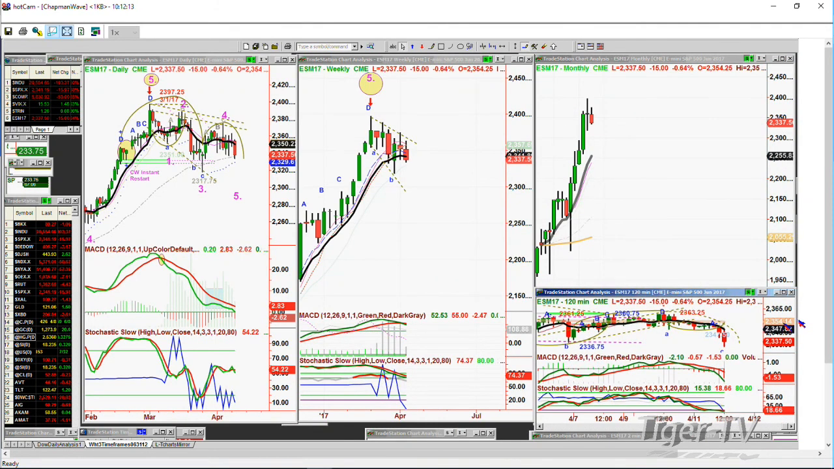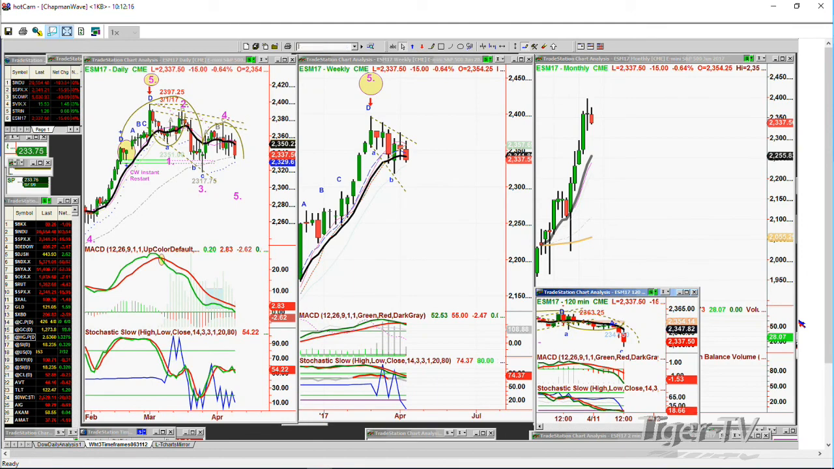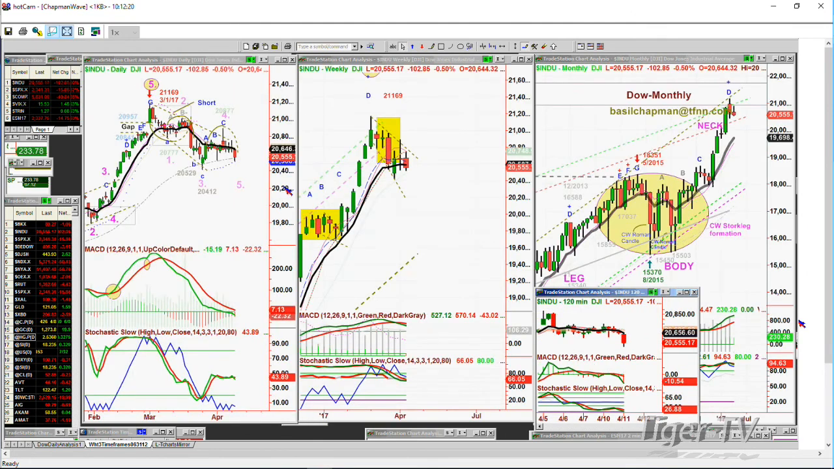Okay, let's get out of this 120-minute chart and let's go one step at a time. Go back to the Dow for a moment. The Dow at this particular point is hitting the 50-period exponential moving average. It's just about gone under it.